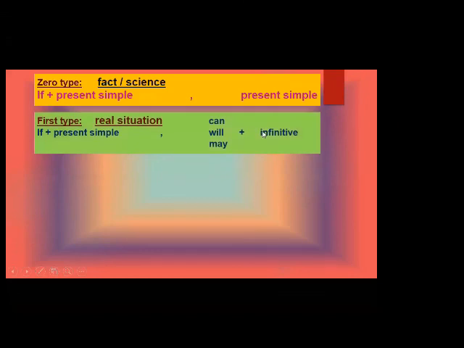So with the zero type, we are talking about fact and science. So we are using the present simple in the condition and in the result. In type 1, we are talking about real situation. It can happen in the present and in the future. Okay? So in the condition, we use the present simple. And the result, we use will, can, or may, and the infinitive.